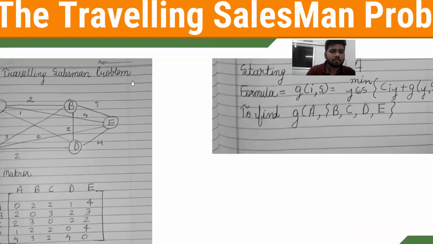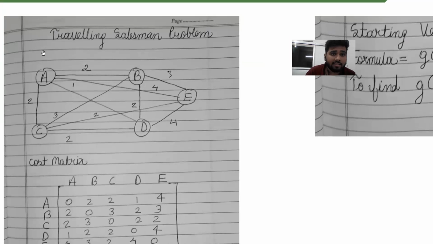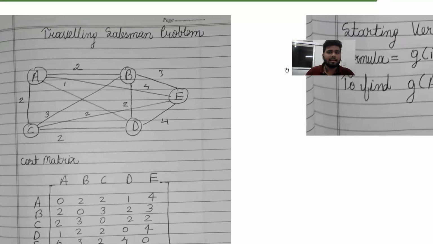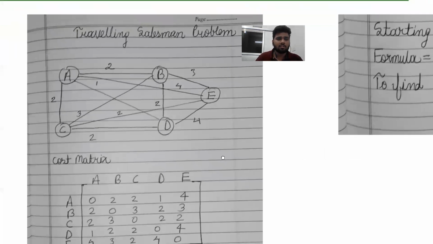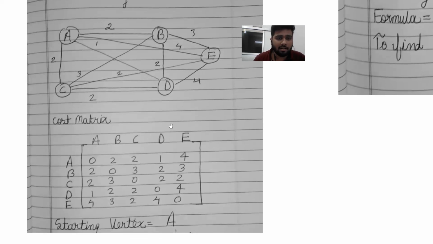Here we can see an undirected graph. In this undirected graph, A is the starting vertex. I have written A is the starting vertex, and we have to calculate the shortest path in traveling from A to all the possible vertices, and then we have to reach back to A. So, for solving this type of problem, first of all, we have to write the cost matrix.